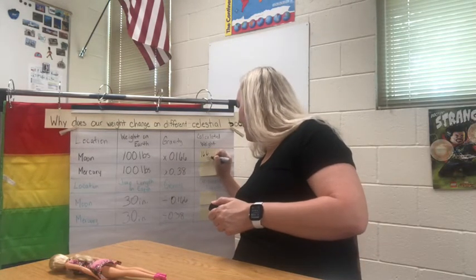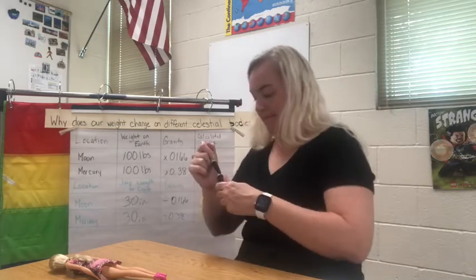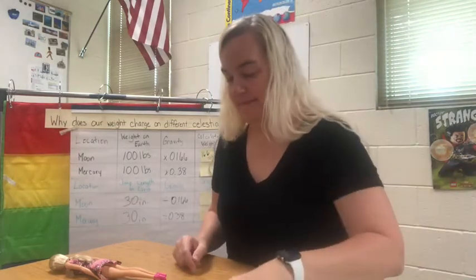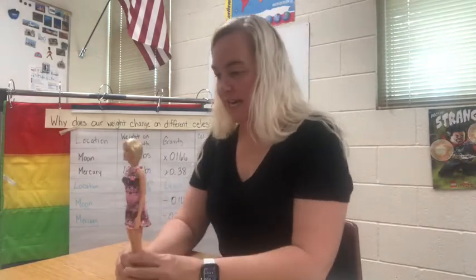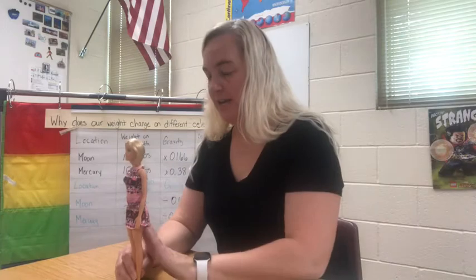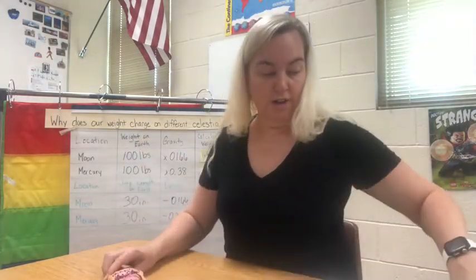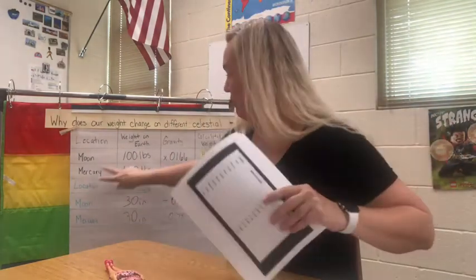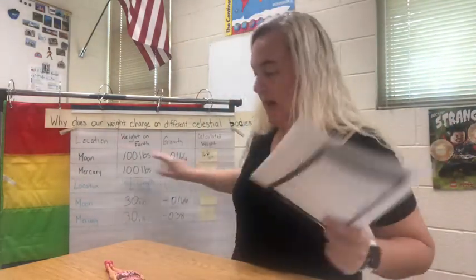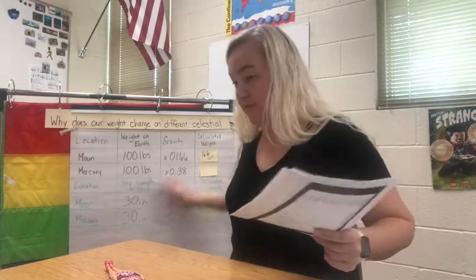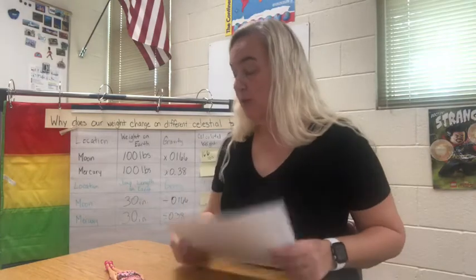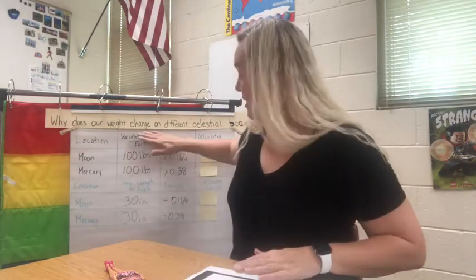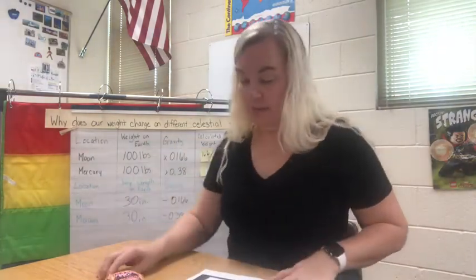So on every one, Moon, Mercury, Venus, and the others, are we doing 100 times whatever it is? Yes. We're pretending we're using Barbie, a 100-pound Barbie here, and we're going to see if she were 100 pounds on Earth, how much she would weigh on all the rest of these celestial bodies. So we're going to do the first 2 together, and I've already taken the picture of the chart that I completed in first block, and I've already put it into our Google Classroom. But I want you to be watching this to see what we're going to do.